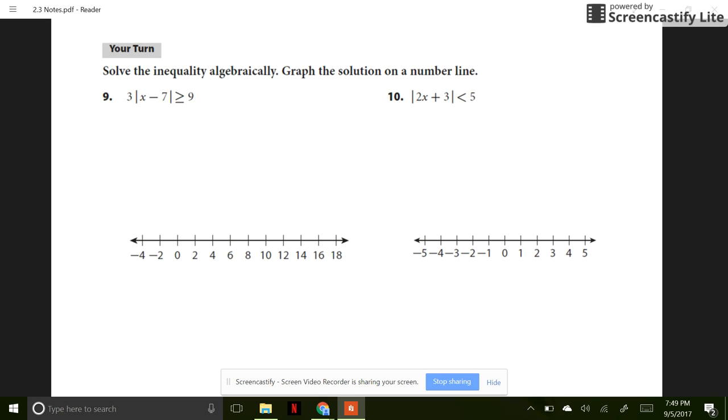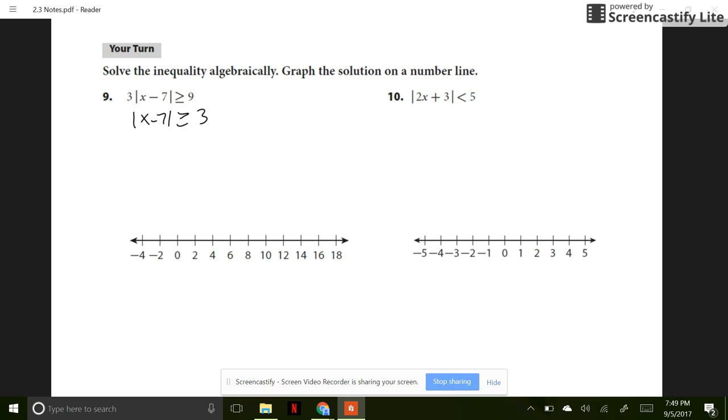We're going to work through two more algebraic examples here of how to solve these inequalities. So on number 9 here, as usual, the first thing we want to do is isolate our absolute value. So to do that, we'll have to divide by 3. So we'll end up with absolute value of x minus 7 is greater than or equal to 3.